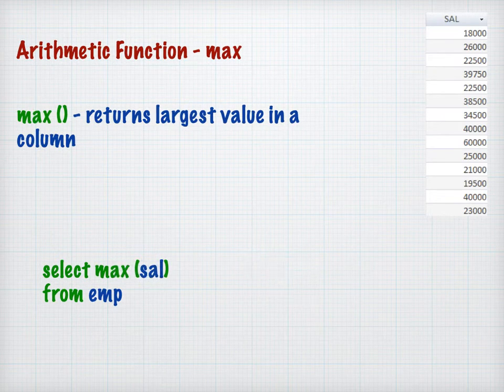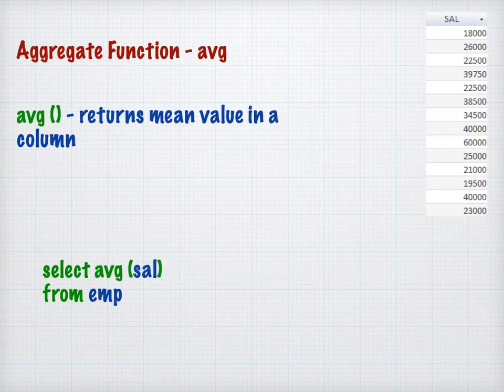The maximum salary, very similar to min. We just use a different function name, run it over a column with numerical values, and it returns the maximum value. Or average, which looks like this. So we go select average sal from emp, and that would return the average salary, which is very nice.